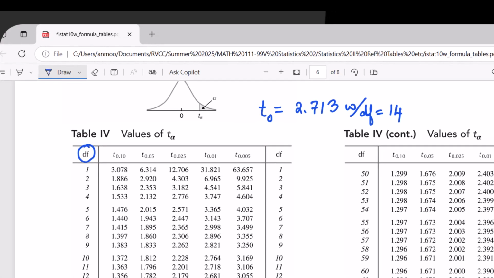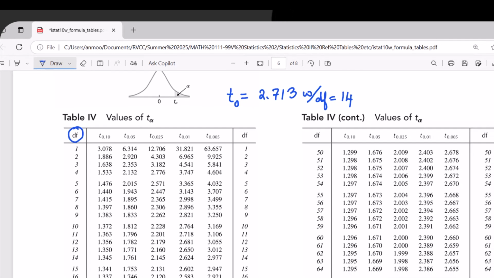So what we do here is first we come to this table with the df and look down the first column until we get to a df of 14. So in this case, the df 14 is here. And now we are going to just focus on this particular row to look for 2.713.